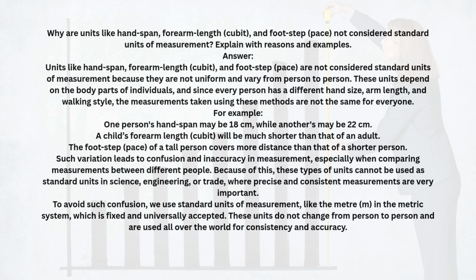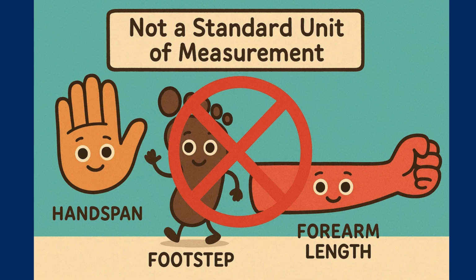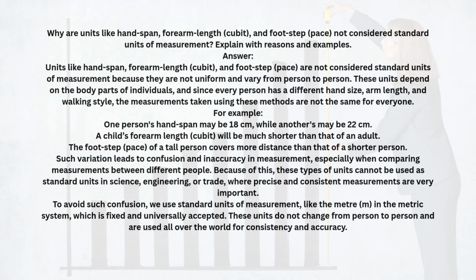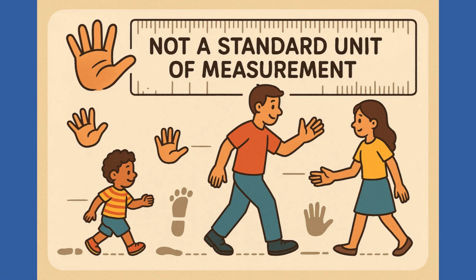So that is why measurement is so much necessary in our life. Next is that why are units like handspan, forearm length and footstep not considered standard units of measurement. Units like handspan, forearm length or footstep are not considered standard as they are not uniform and they vary from person to person. These units depend on the body parts of the individual. And since every person has a different hand size, arm length or walking style, these measurements cannot be used as a method to measure anything. One person's hand may be 18 centimeter while others can be 22 centimeter.